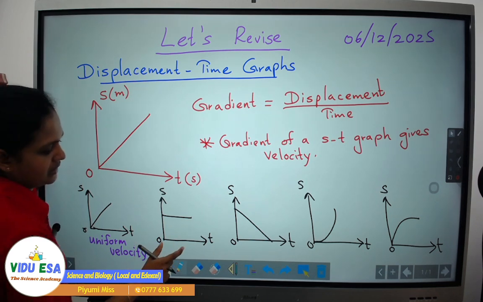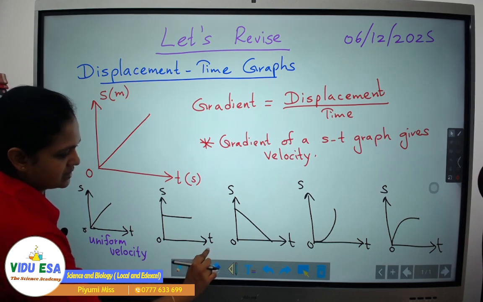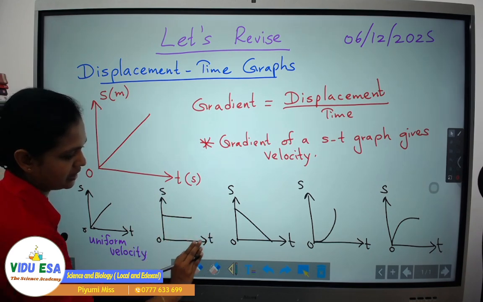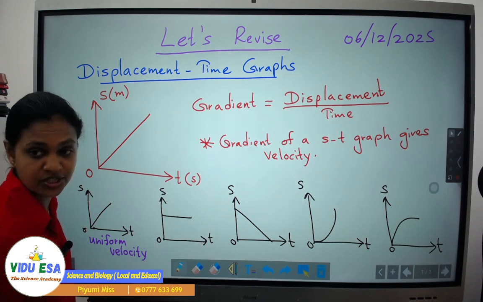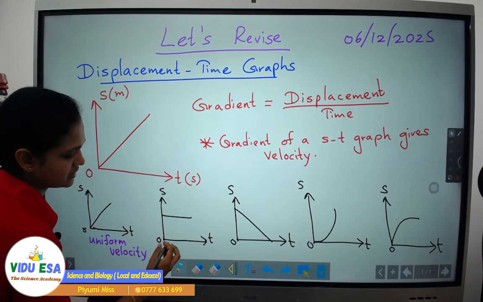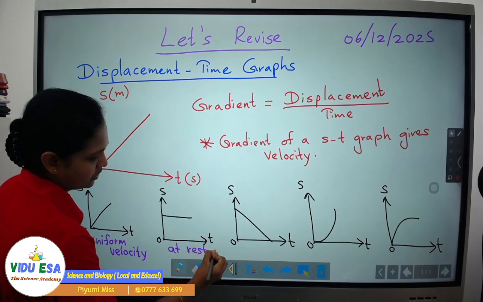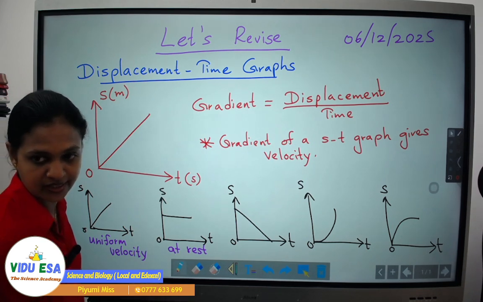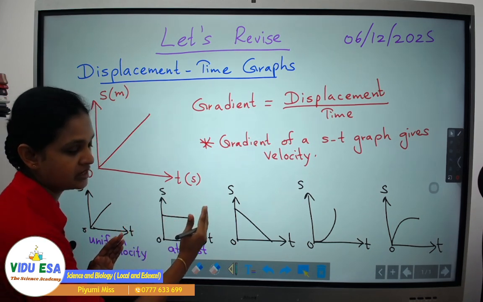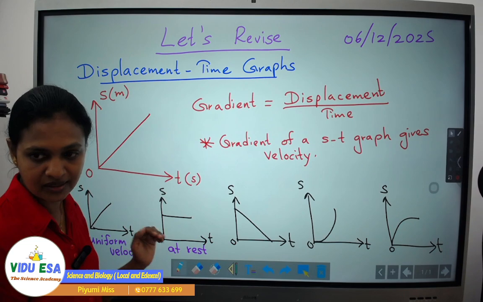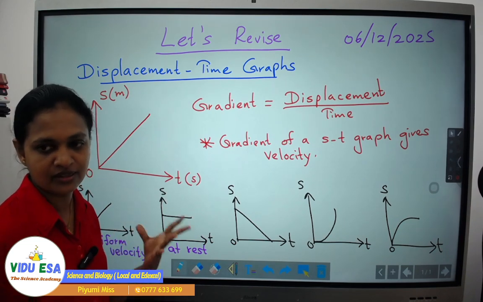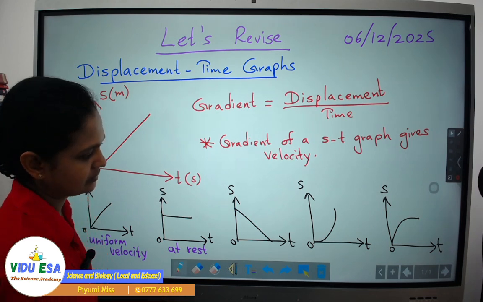Right? Then here, time passes, displacement does not change. So that is stationary or at rest. And this does not move. There is no motion here. Time passes, displacement does not change. It is a constant. That means the object is at rest.